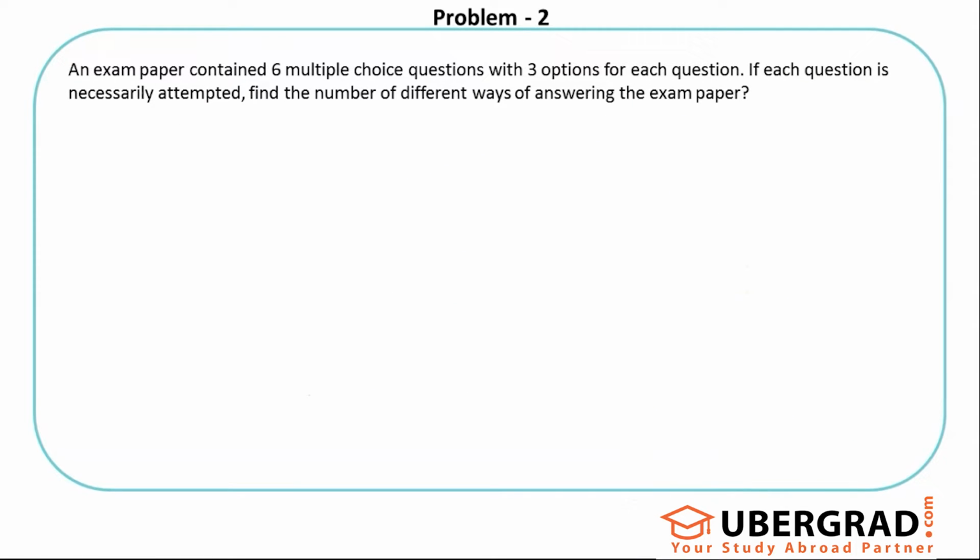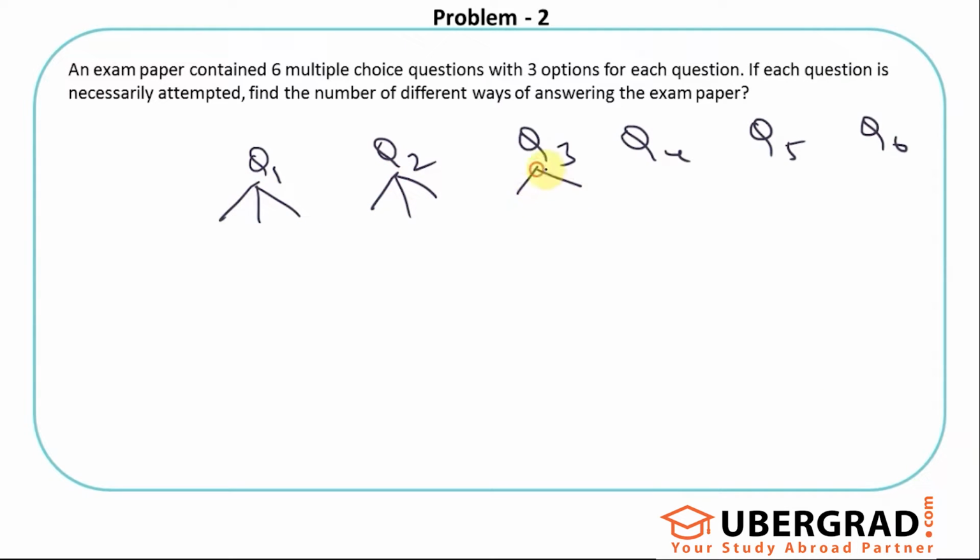So the next one: an exam paper contains 6 multiple choice questions with 3 options for each question. If each question is necessarily attempted, find the number of different ways of answering the exam paper. So let's say there are 6 questions, I call them Q1, Q2, Q3, Q4, Q5 and Q6. Each question has 3 choices, let's assume A, B, C for each. So the point is how many different ways exist to answer the exam paper.